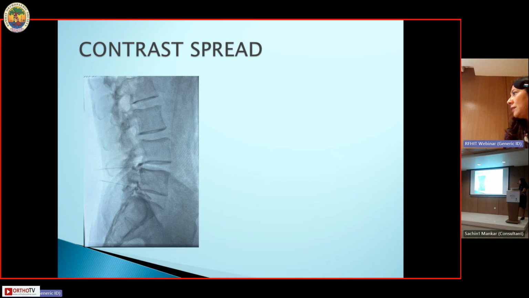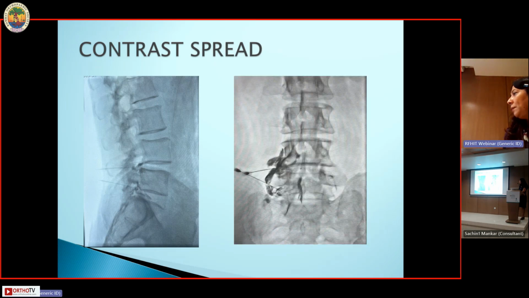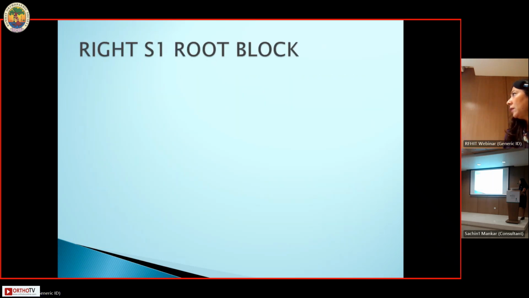So we see the contrast spread here in the L4 and L5. On AP imaging, first you do lateral imaging to see the contrast, then an AP image. The contrast should be seen as these nice two parallel lines, which tells you that the contrast has spread circumferentially around the nerve. Like I said, when you do a transforaminal, it is supposed to spread retrogradely into the epidural space as well as into the nerve root.